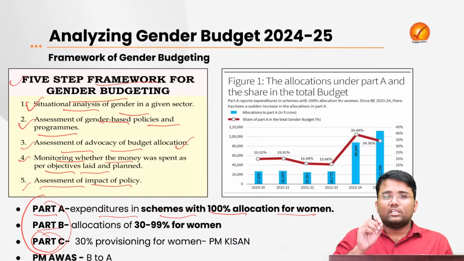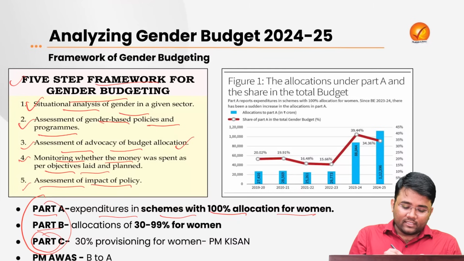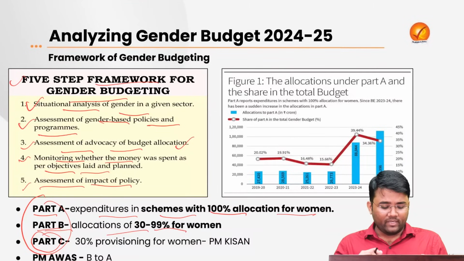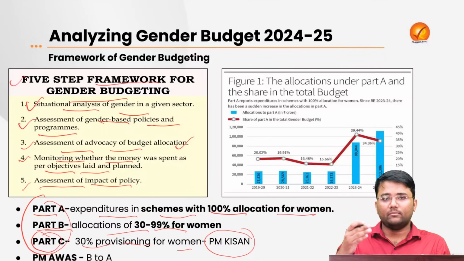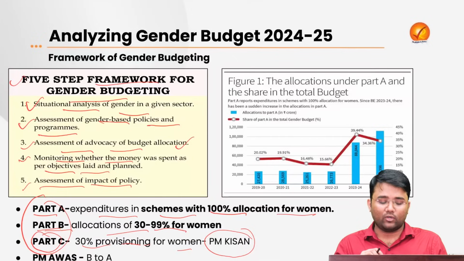Also, the National Food Security Act has categorized the families into 2 subheads. One is Antyodaya Anna Yojana, or the poorest of the poor, and then there are priority households. And it covers almost 67% of the population of India. Under part B, the allocation for almost 30 to 99% is for women. Under part C, 30% provisioning is for women. For example, schemes like PM Kisan, where almost 30% beneficiaries are women. The resources, 30% resources are allocated specifically for women.